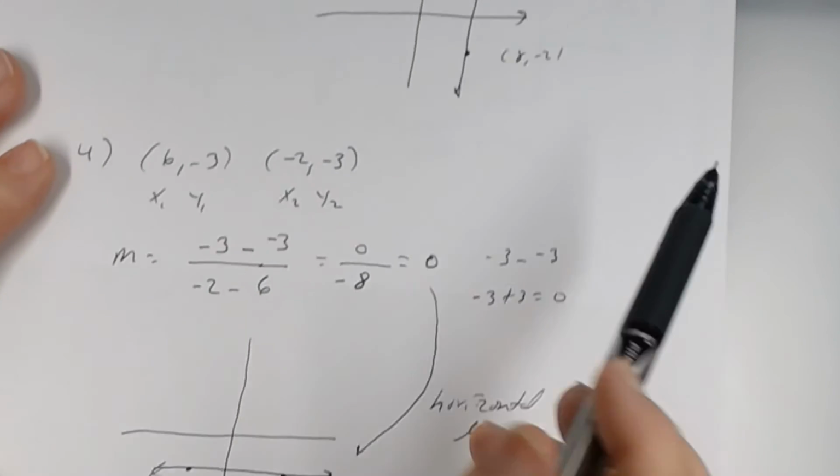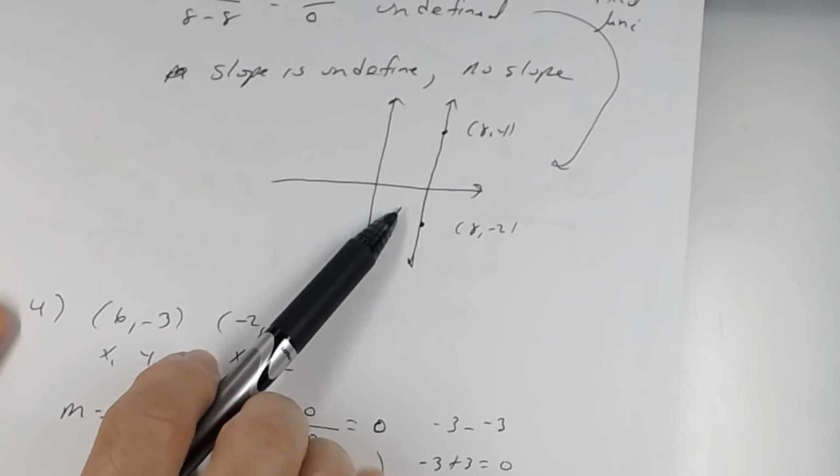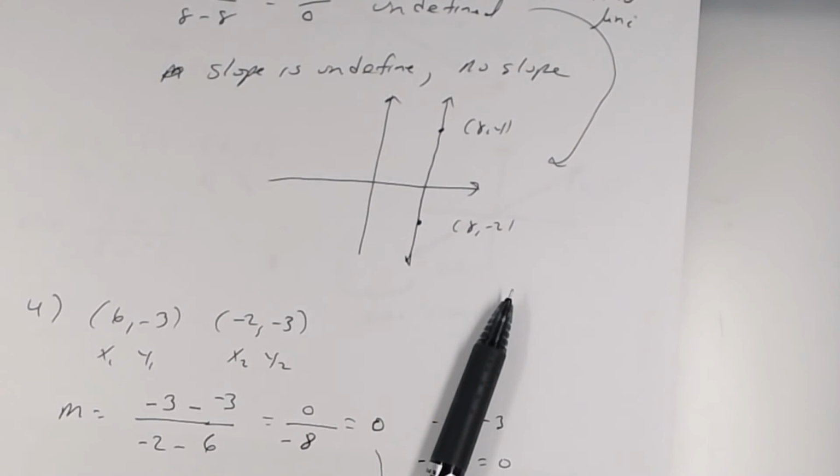A slope that's undefined gives you what kind of line? Vertical. All right, what I want you to do now is this.